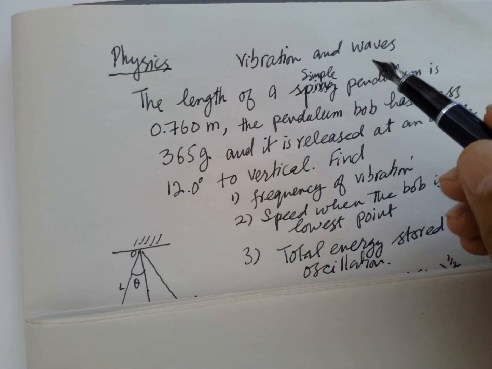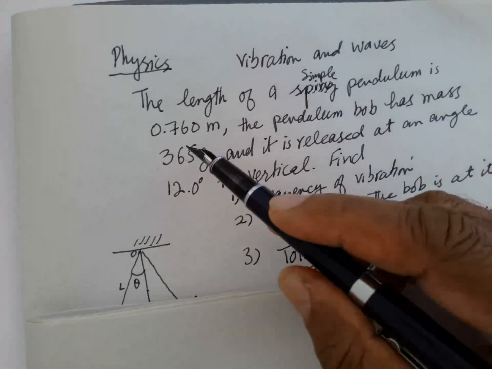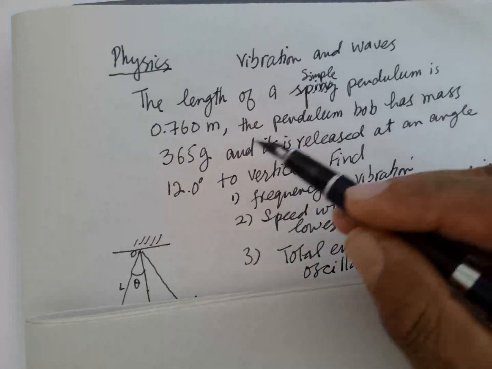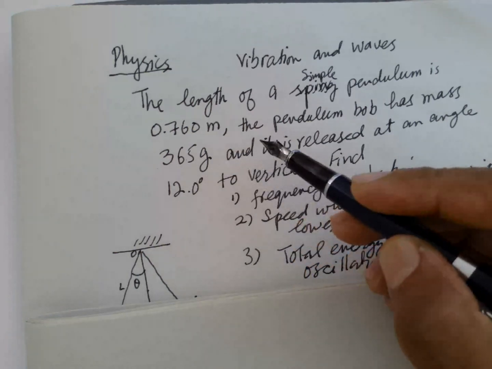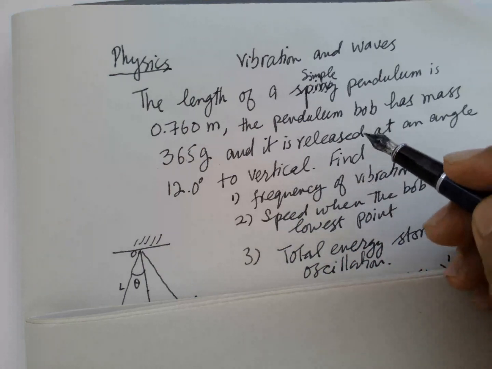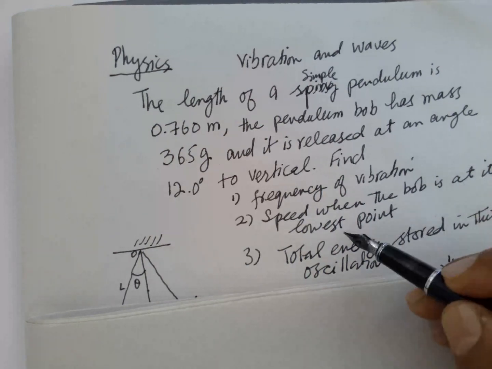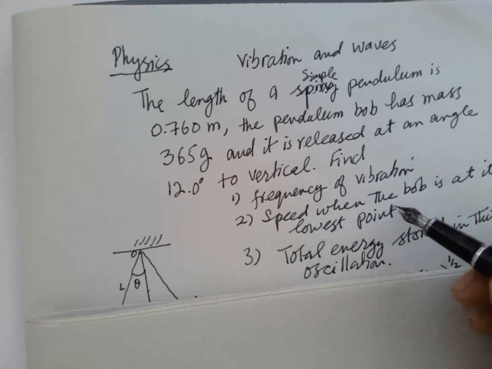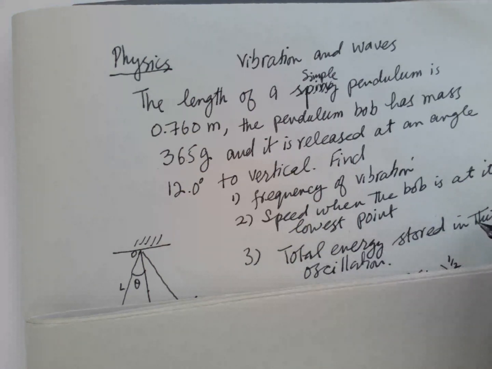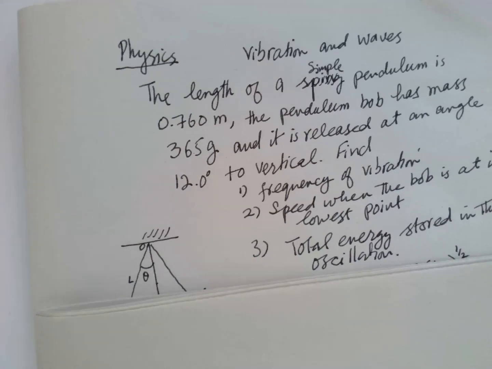Physics, vibrations and waves. The problem: the length of a simple pendulum is 0.760 meter. The pendulum bob has a mass of 365 grams and it is released at an angle of 12 degrees to the vertical. Find the frequency of the vibration. Number 2, the speed when the bob is at the lowest point, and number 3, the total energy stored in this oscillation at the lowest point. We have to find the energy.